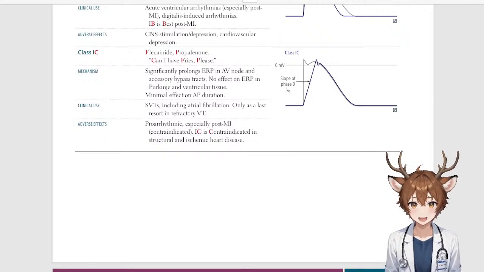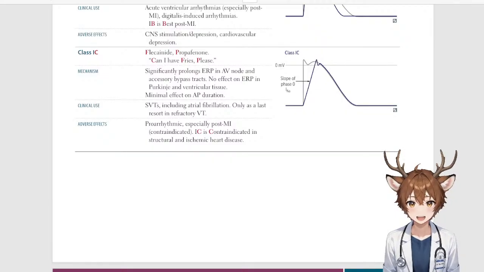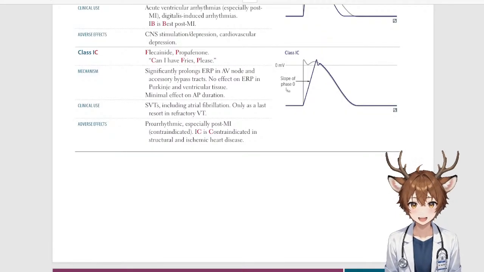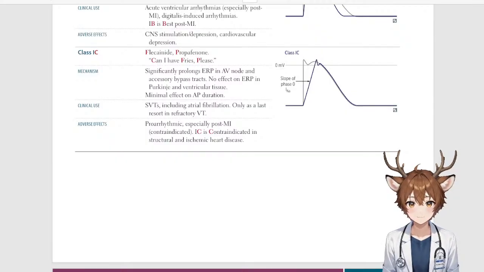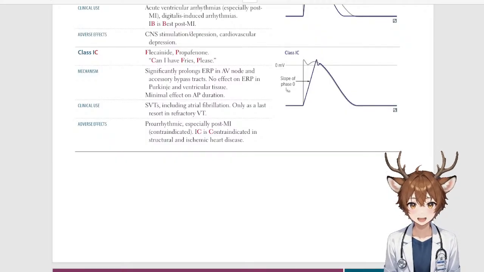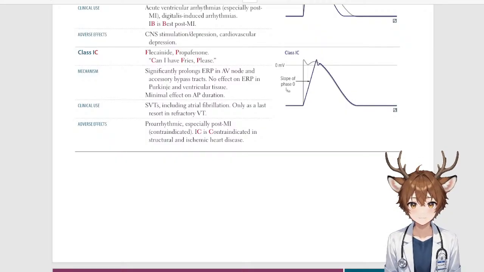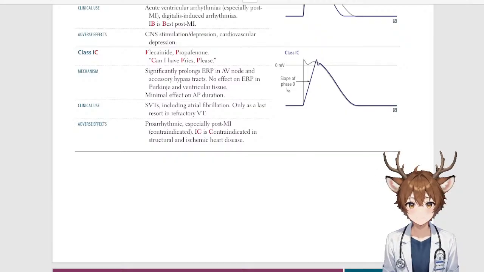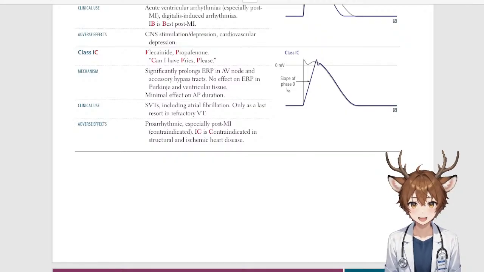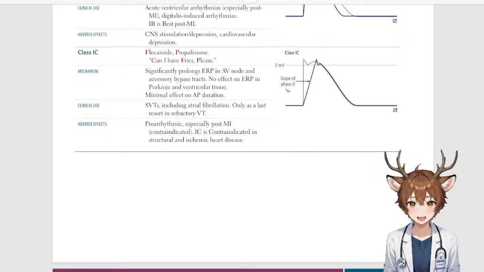And I just want to say also, again, I do this a lot, but I just want to make sure that I'm not missing anything, and I guess by proxy that you're not missing anything. ERP refers to the effective refractory period. That's kind of like how wide that plateau is, from the beginning of the depolarization all the way down to repolarization. That gap between the two is called the ERP, the effective refractory period.